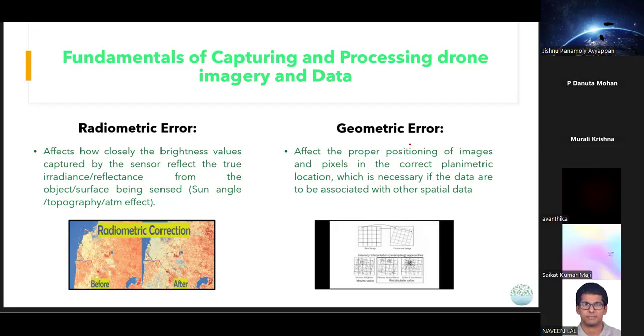So by understanding these errors, we can rectify them while we are processing the drone images, while we are using the drone image processing software. Okay, so this is about the errors.